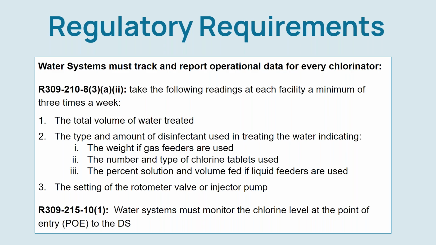R309-215 requires water systems with chlorinators to measure and record the chlorine residual level at the point of entry to the distribution system. This means prior to any service connections. The frequency of point of entry monitoring varies, so refer to WaterLink or the operating permit letter for the chlorinator to learn what is required for your system.